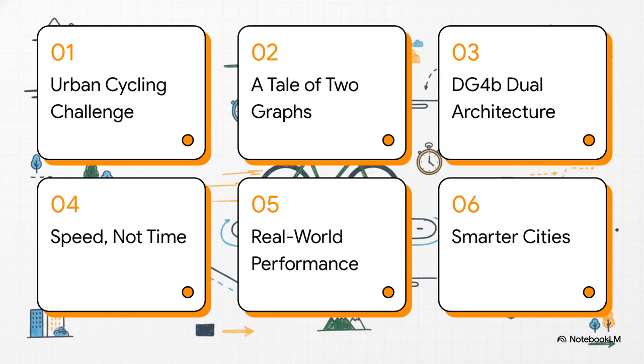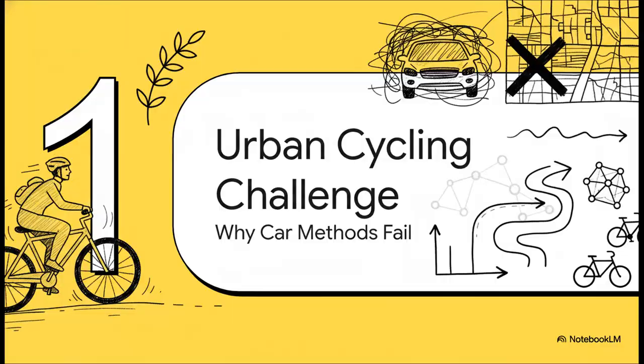Here's how we're going to break it down. We'll start with the challenge itself, then get into the core idea, this tale of two graphs. We'll look at the architecture, a really slick trick they used, check out the real-world results, and then wrap up with what it all means for our cities. All right, first up, the Urban Cycling Challenge.